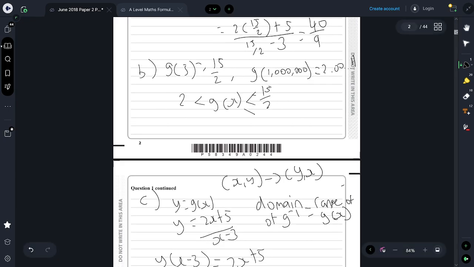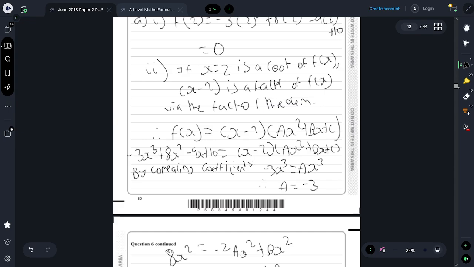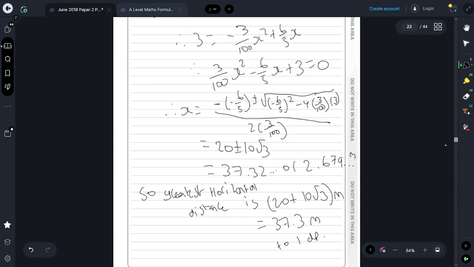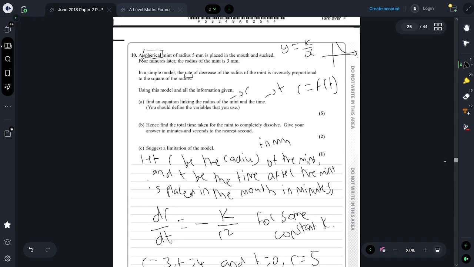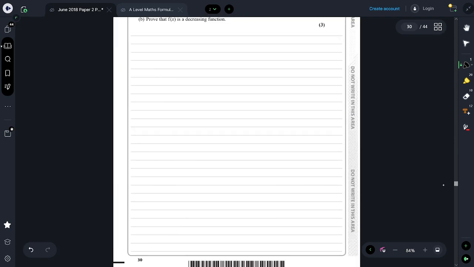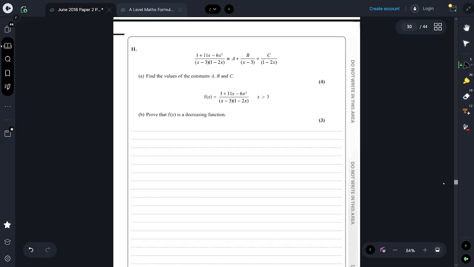Because I didn't do a good job at it, I must admit. But yeah, hopefully now we've got somewhere with that. Now we're going to start with the other part of the paper. So we left off on that differential equation question.